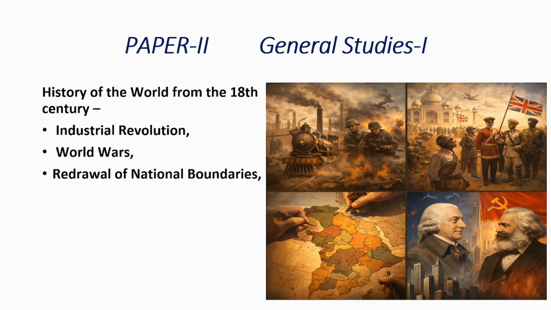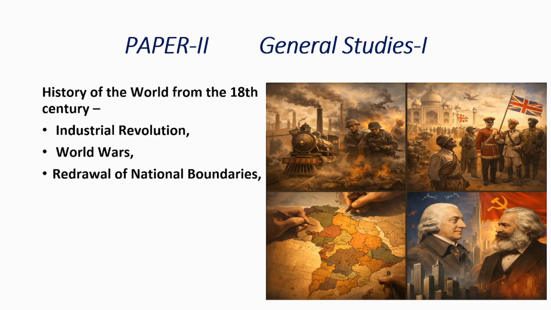Then comes redrawal of the national boundaries. So these Europeans have gone to all other countries. They have come to India. They started ruling India from, I told you, 1757 till 1947. They have gone to Africa. They have divided whole Africa as per their whims and fancies. Okay, they have gone to South America, ruled South America. They have gone to North America also. They have ruled America. So they have done this throughout the world.